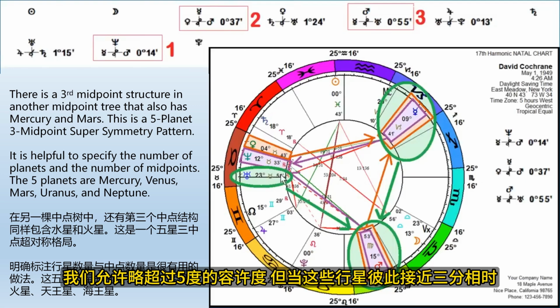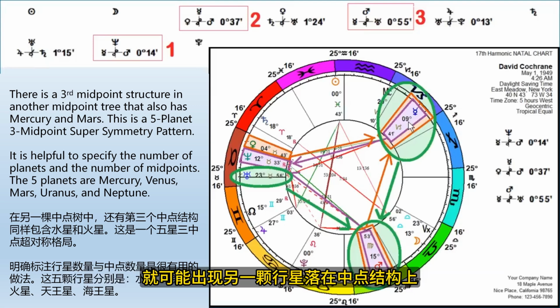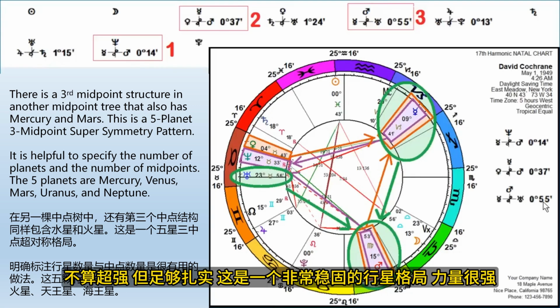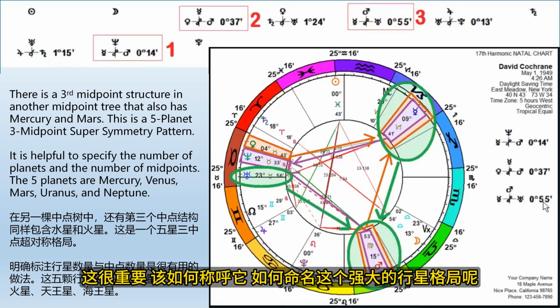We allow a little over a 5-degree orb, but you get these planets all close to being trine, and you can end up with another planet at a midpoint structure, and Mars is opposition Mercury-Uranus midpoint with a 55-minute orb. That's solid. It's there. It's under a degree orb. Not ultra strong, but it's solid. This is a very solid planetary configuration. This is strong. This is important.